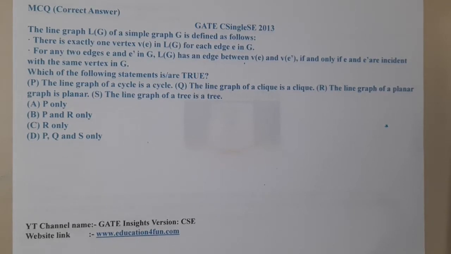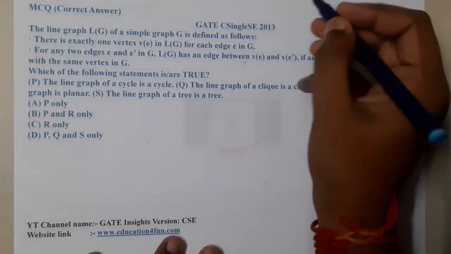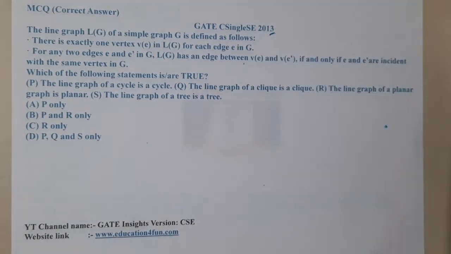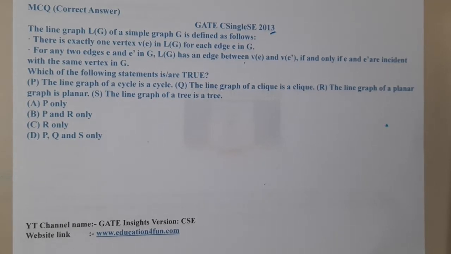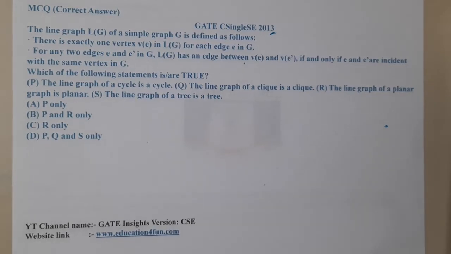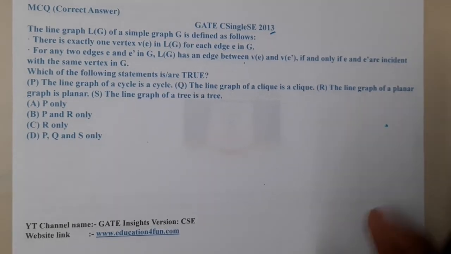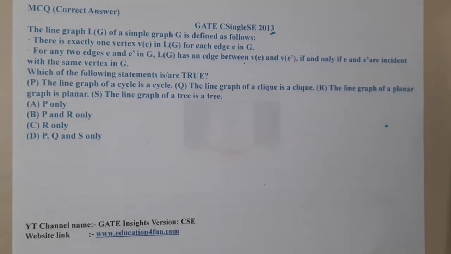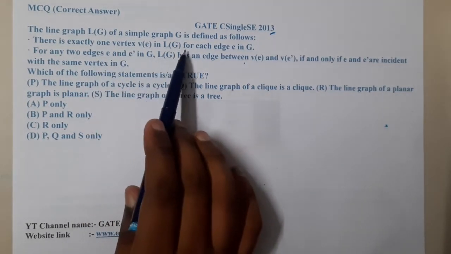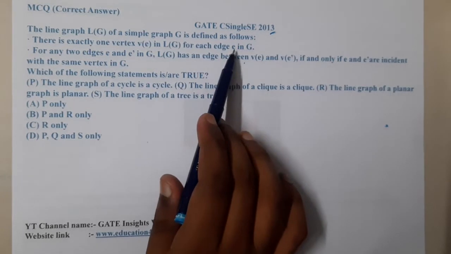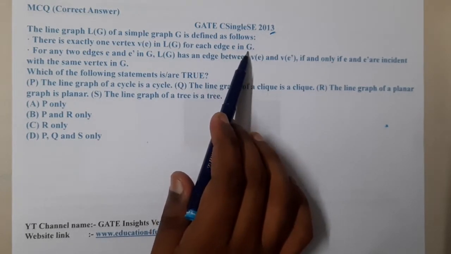In this lecture, let us go through the next question. This question belongs to GATE CSE 2013. The question is: the line graph L of G of a simple graph G is defined as follows. We are drawing a graph called a line graph for a simple graph G. There exists one vertex V in the line graph for each edge E in G.